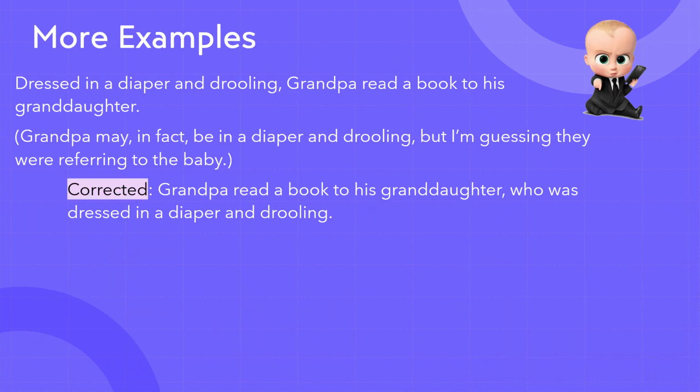Here are some more examples. Dressed in a diaper and drooling, Grandpa read a book to his granddaughter. Grandpa may in fact be in a diaper and drooling, but I'm guessing the writer was referring to the baby. So the corrected version might be: Grandpa read a book to his granddaughter who was dressed in a diaper and drooling. So now we've repositioned that modifier to be clearly right next to this pronoun referring to granddaughter.